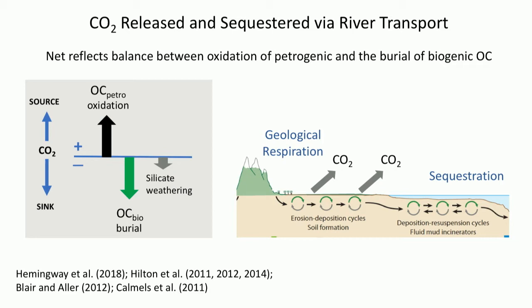And then there's a slight weathering piece that removes carbon dioxide, which geologists have long thought about, but that's actually a small flux on the time scales we're talking about here. This loss of carbon dioxide through the oxidation of fossil carbon is sometimes termed geologic respiration. It's the return of what was stable carbon back to the atmosphere, in contrast with the biospheric fate of sequestration of carbon. And so more or less this is in balance.